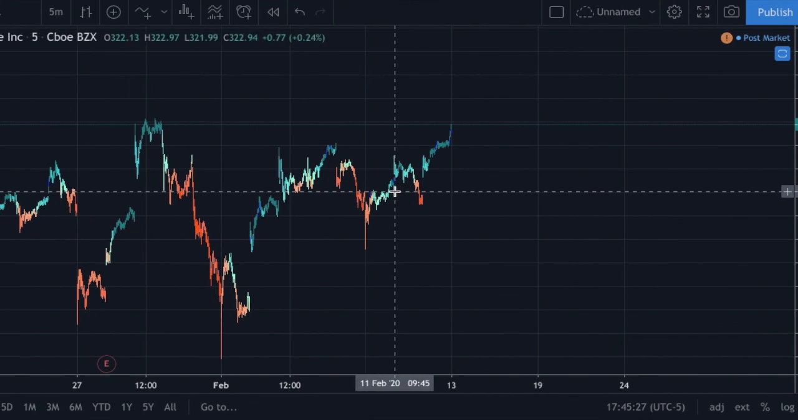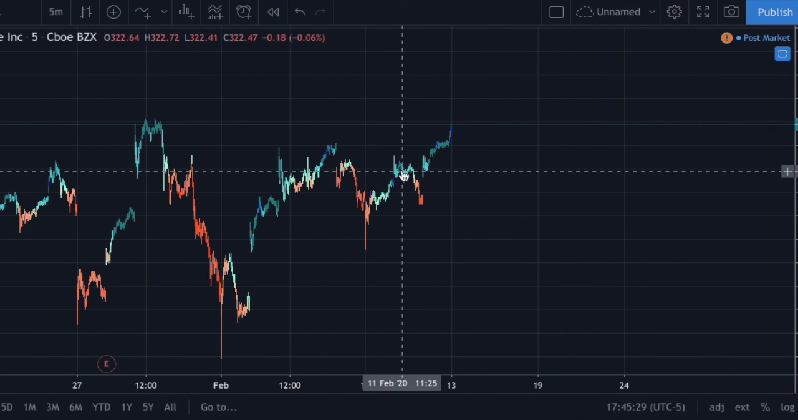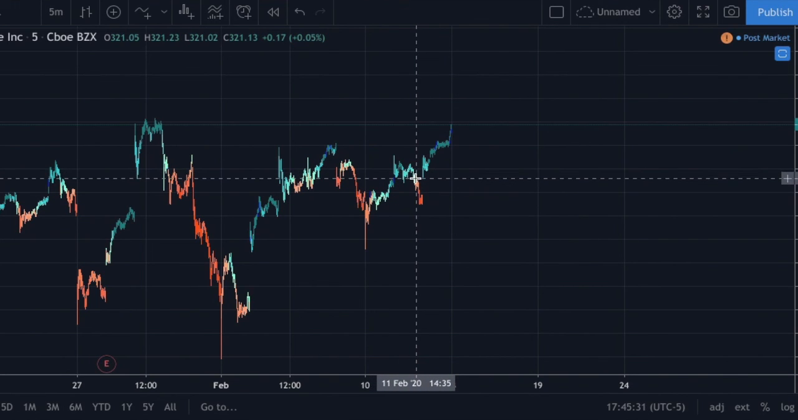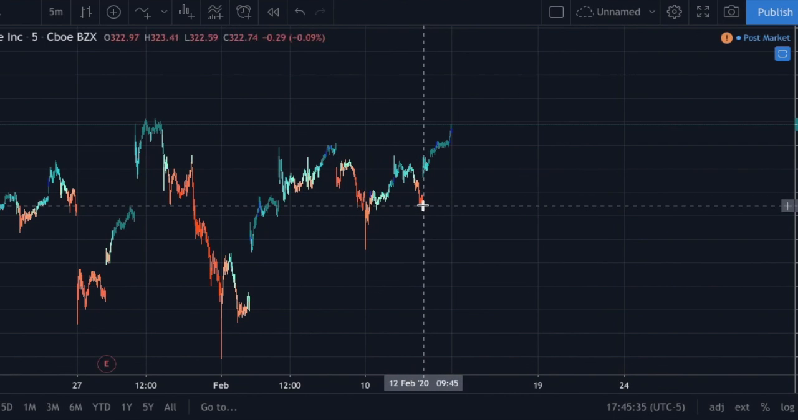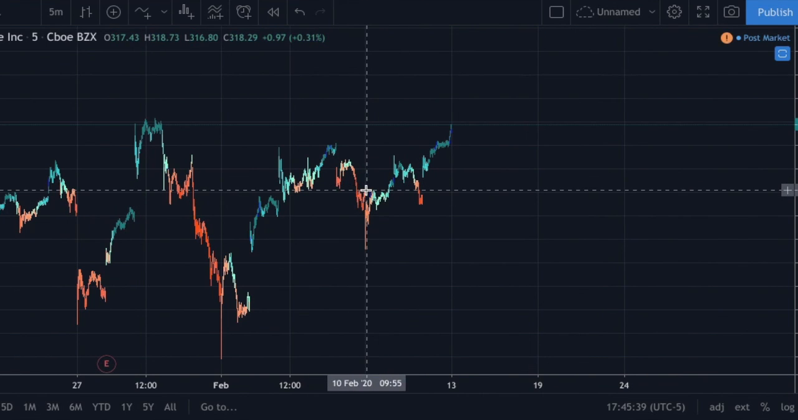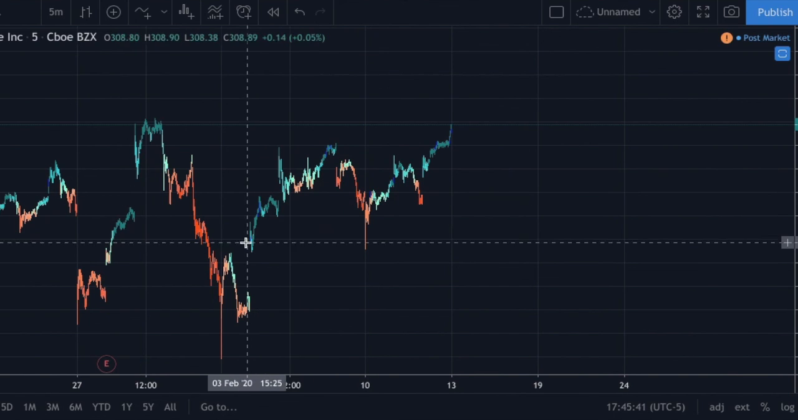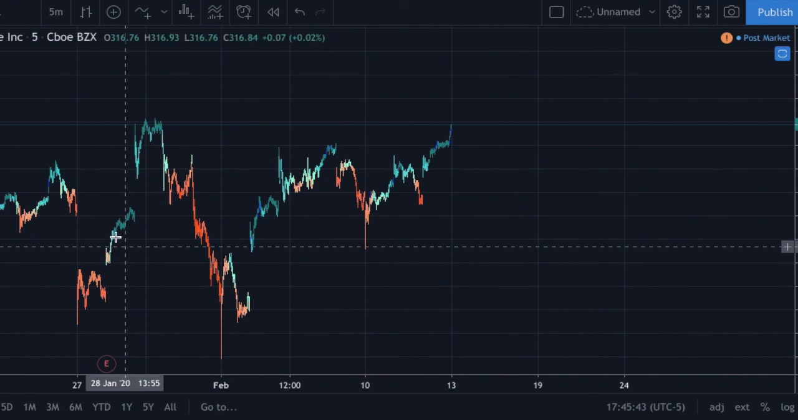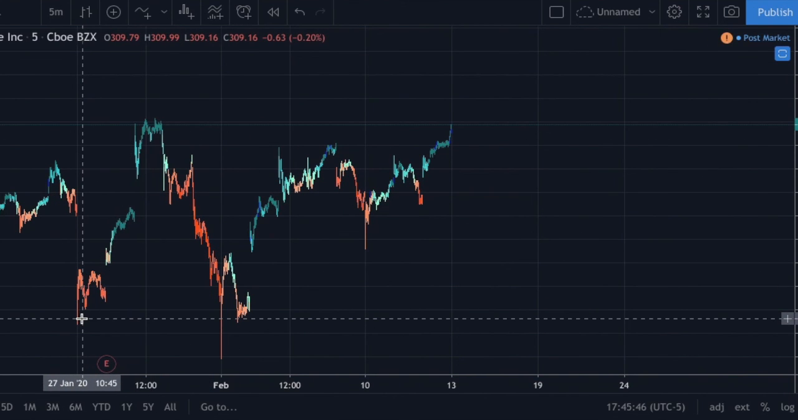Where's the beginning of the 11th? The 11th starts right over here. You would have probably entered into a long. You might have made a little bit of a profit. You would have entered into a short, and you would have closed out before the end of the day, and you would have made a profit. As you can see, profit. But it's important when it comes to day trading, it's usually recommended to close in the same day.